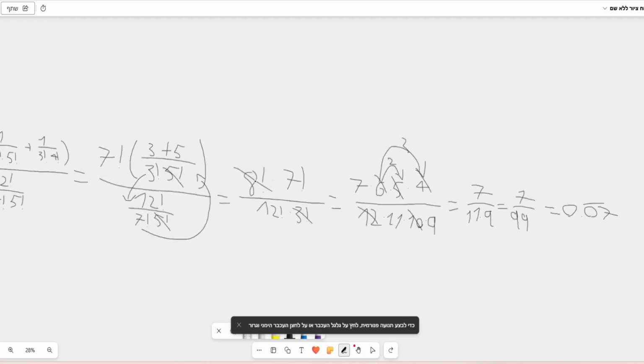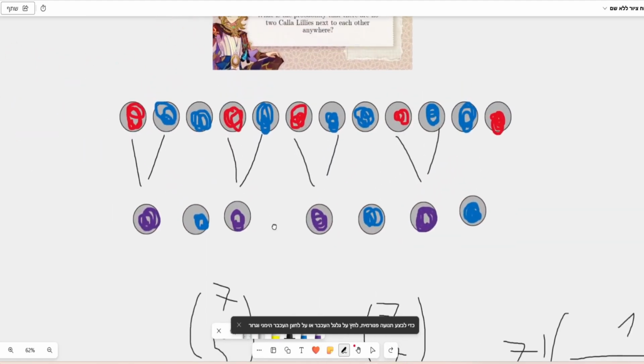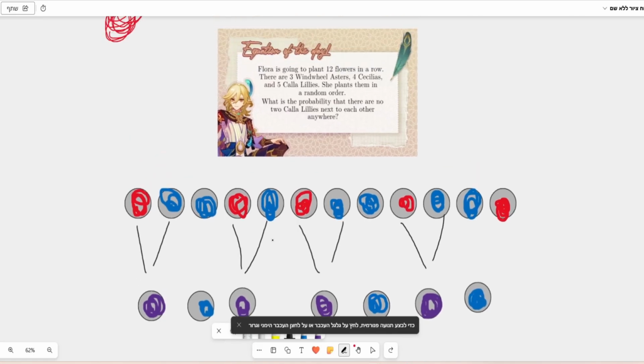I think this is a very cool math problem to show, first of all, different ways of solving, different ways of thinking about the problem. It's very good at showing us what is redundant, because doing it in the factorial way, or differentiating between the wind wheels and the Cecilias, you don't have to do that. It's just more calculations, right? So it helps us figure out what we need to do and what we don't need to do, what we need to take into account and what we don't.